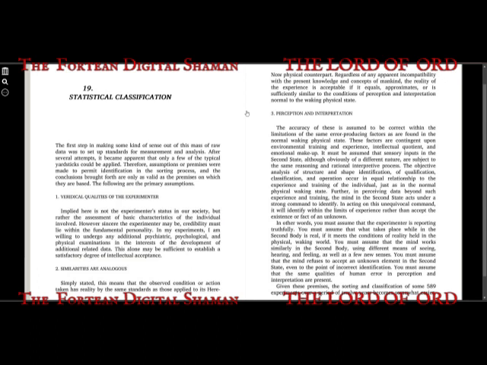Step 19, Statistical Classification. The first step in making some kind of sense of the mass raw data was to set up standards for measurements and analysis. After several attempts, it became apparent that only a few of the typical yardsticks could be applied. Therefore, assumptions and premises were made to permit identification in the sorting process. The conclusions brought forth are only as valid as the premises on which they are based.